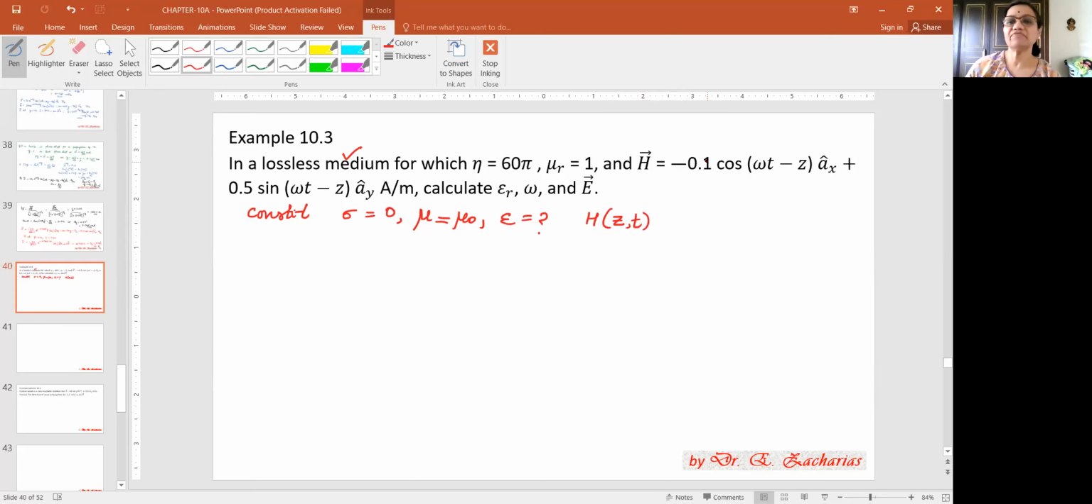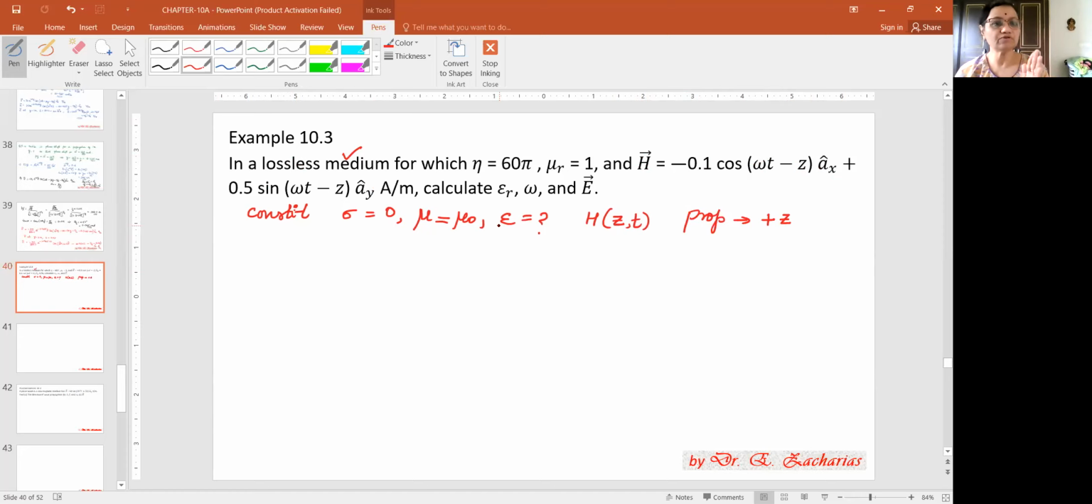And that means the wave, you can see here, the propagation of the wave is along the plus Z direction. And you can see that H is along the AX cap direction, and then there is also an AY cap direction. So this is where this problem is going to be different from what we have done so far.